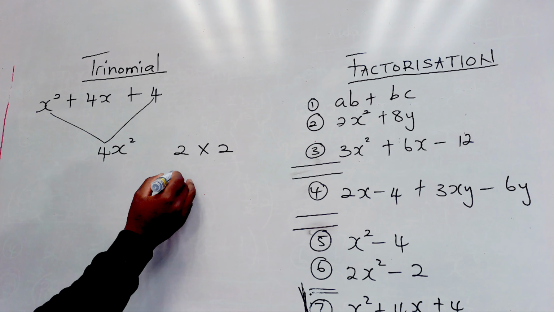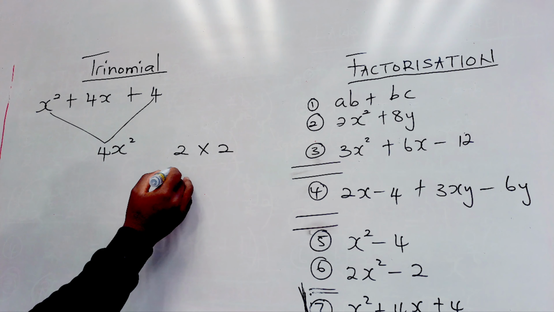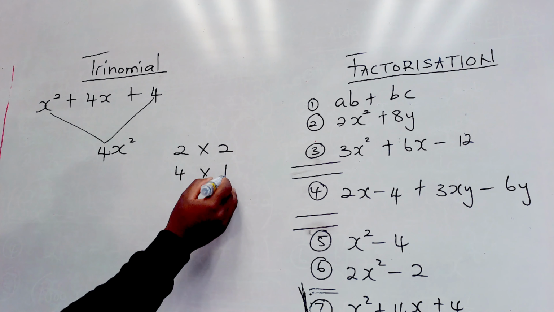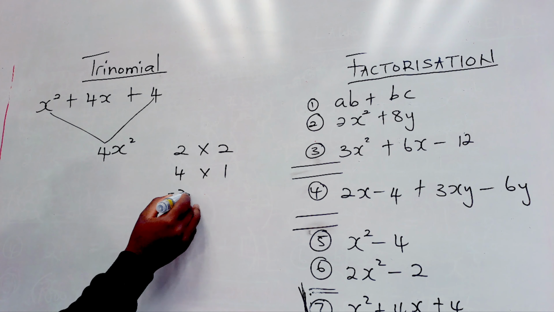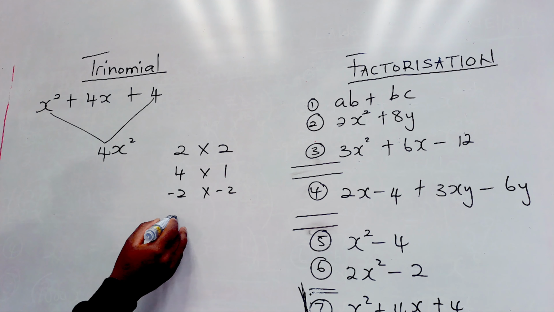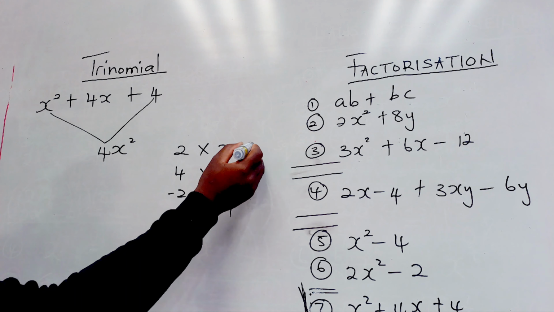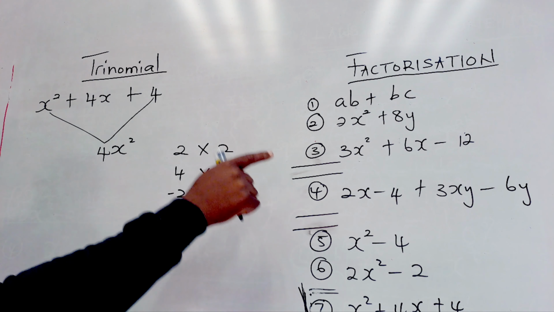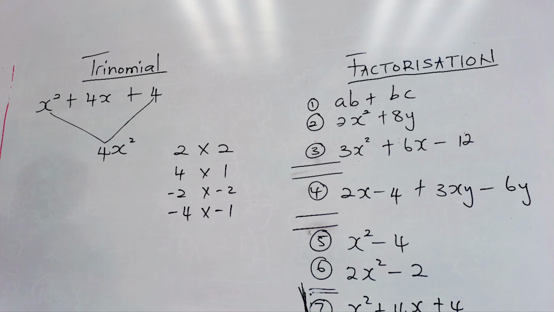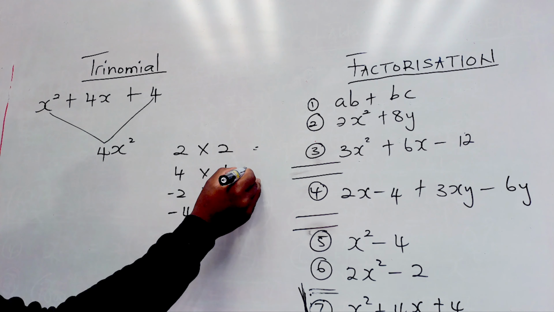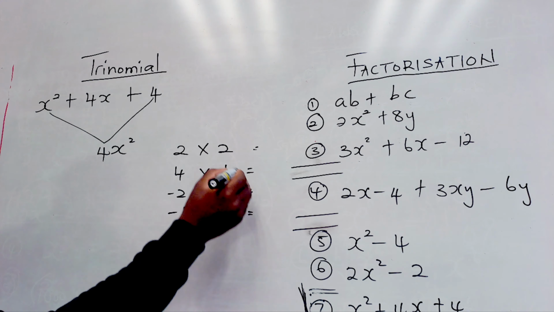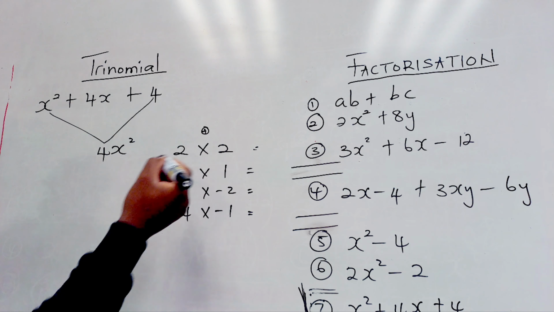Or we can have 4 times 1, and also minus 2 times minus 2, and also minus 4 times minus 1. If you multiply each pair of factors, they give you 4. But let's check for addition. I'll write the answers for addition there.